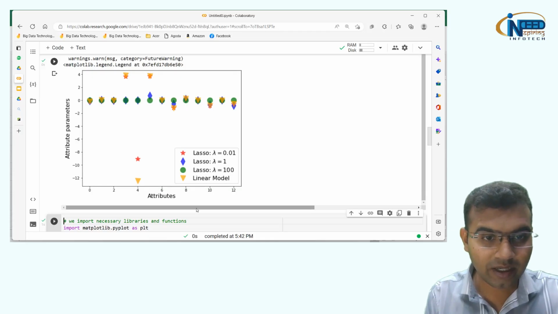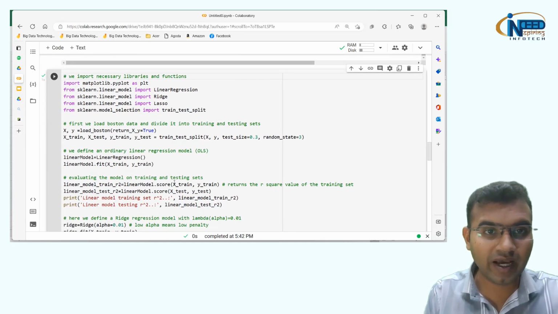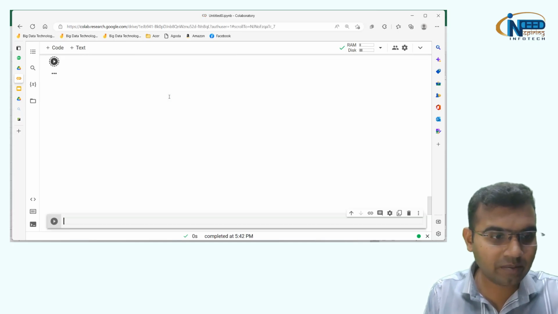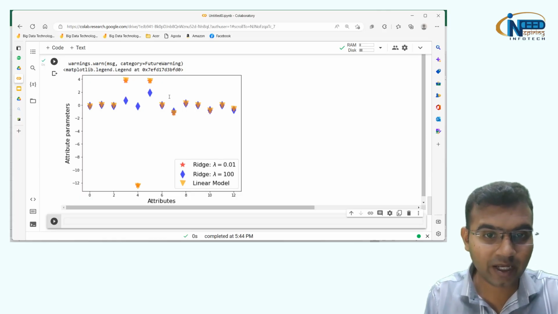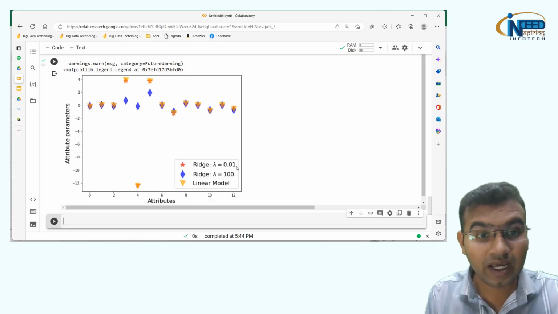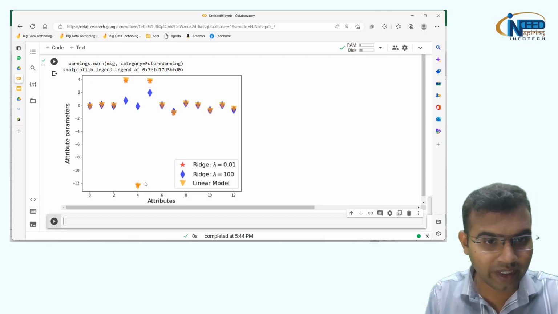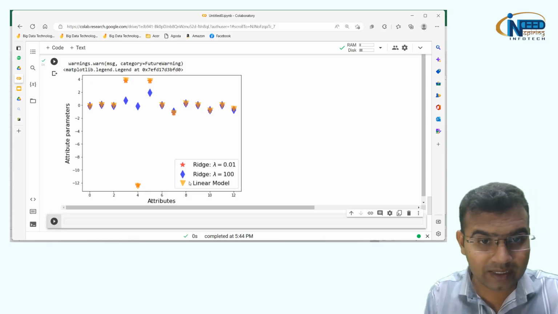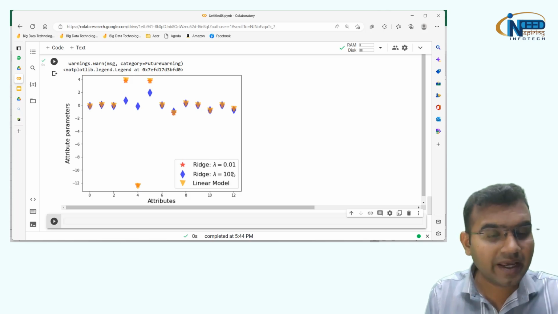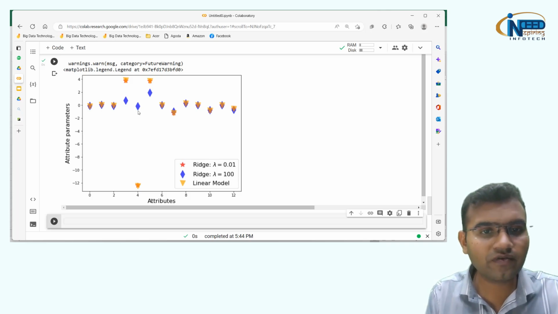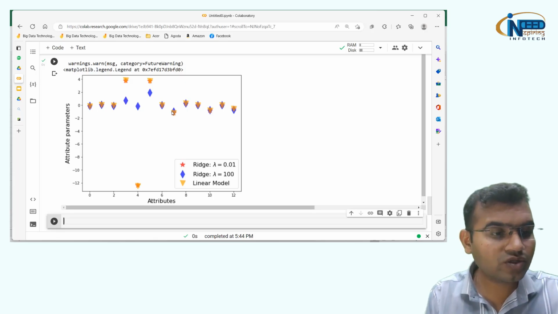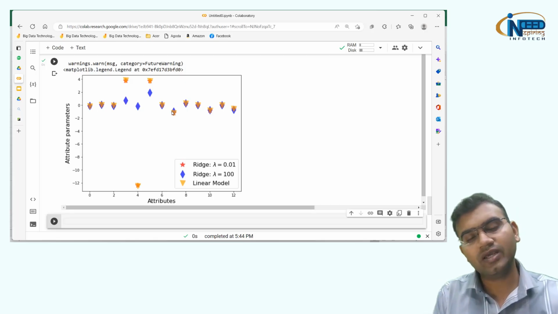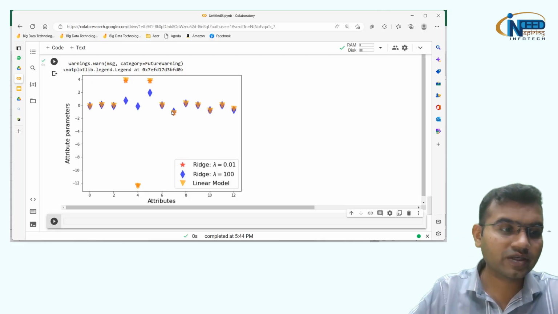Here you can see in this particular case we have implemented ridge, and let me execute this. Now what sort of output are we getting here? When ridge lambda is 0.01, it is very similar to the linear model. And when it is 100, in that case it is different from the linear model. So what sort of observations are we able to get from these two graphs?